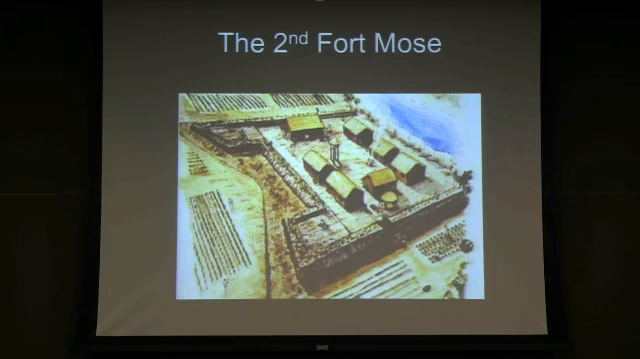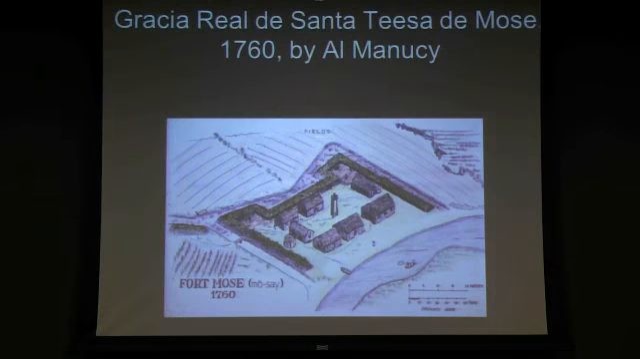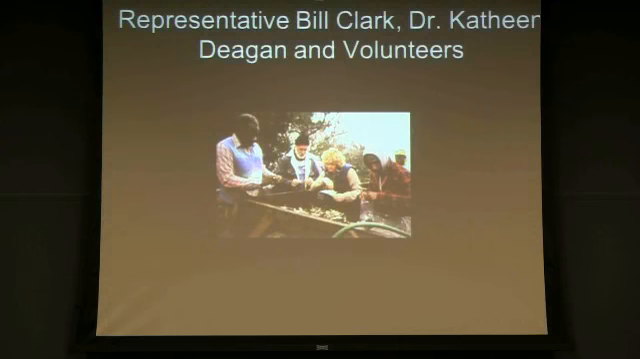This is supposedly what Mose looked like, a small little place with a river back up to it, and another idea about it. And you could see it from St. Augustine. You could get down a little canoe and be there in a second. And there's Representative Clark, our big supporter, on the left, and Kathy Deegan is the blonde curls in the middle, and the volunteers. And then we brought up a Haitian student that she works with on the northern coast of Haiti to train him on this site, since it's an African-American site in the U.S.